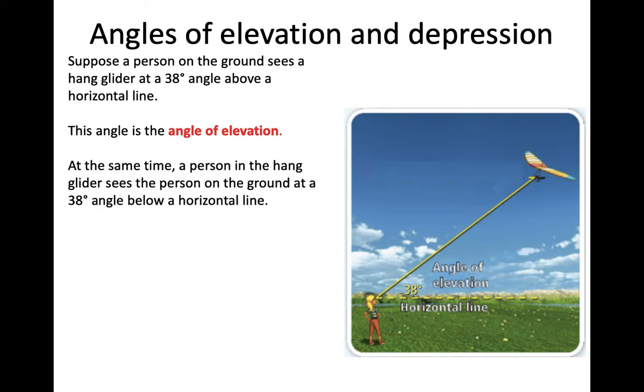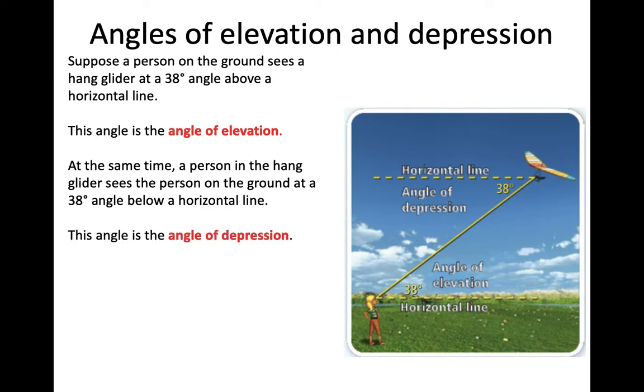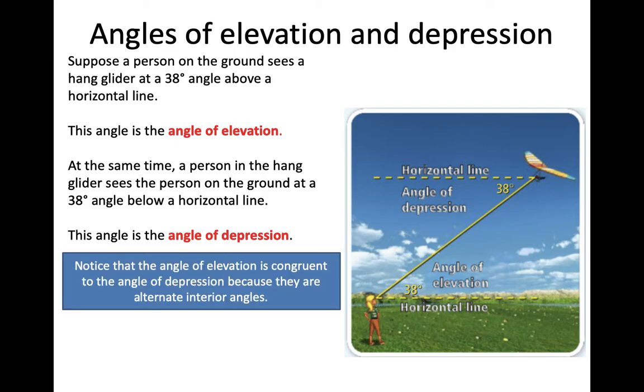But at the same time, the person in the hang glider sees the person on the ground at a 38-degree angle below the horizon line. So there's the horizon line, and you can see that they're looking down at that little girl at 38 degrees, and that is called the angle of depression because he's looking down. And notice that these two angles are congruent because they're alternate interior angles.